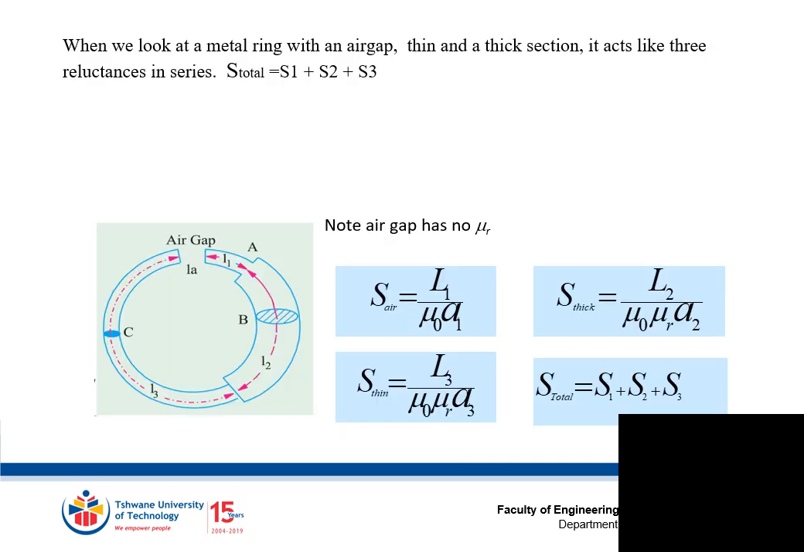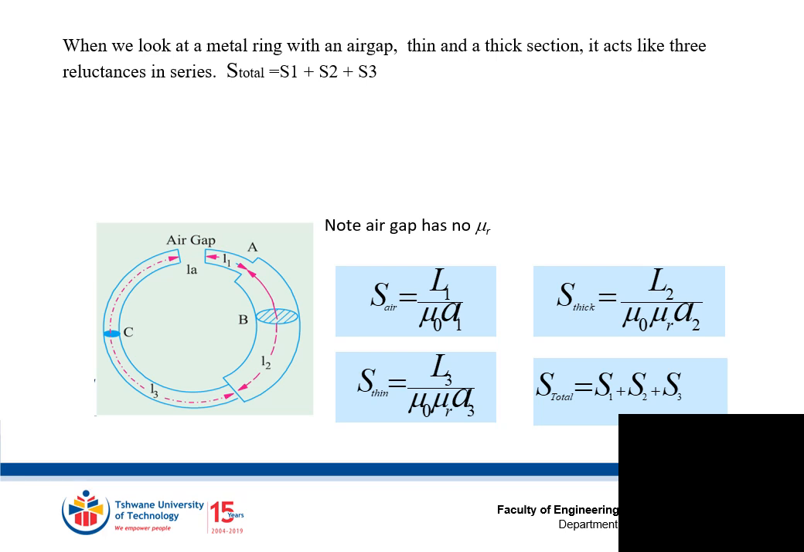Now we have a look at this metal ring with three different shapes. So it has an air gap, it has a thinner section, and it also has a thicker section. So for us to calculate the total reluctance, we have to add the three, just like resistors R1, R2, and R3. So our S1 is the reluctance of air. It will be equal to L1 over mu naught times A. Please note that the air gap has no relative permeability. It only has the permeability of free space.